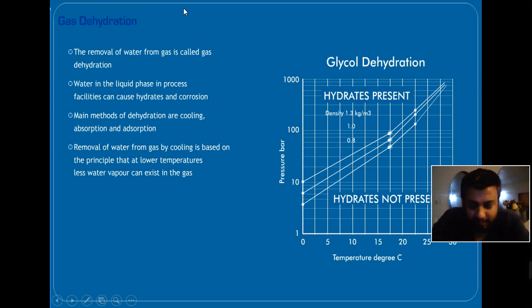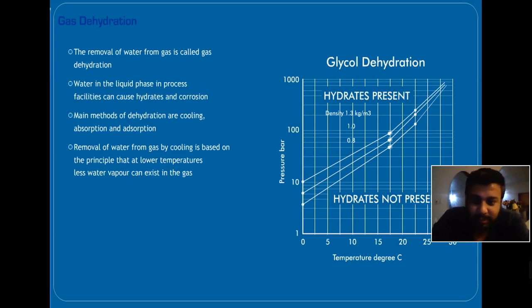Remember that we have two kinds of water with the gas. One is the associated water and another one is the non-associated water, or you can say free water or water vapors. Free water is actually removed at the separator. When we have the separation at the production facility, we remove this free water.